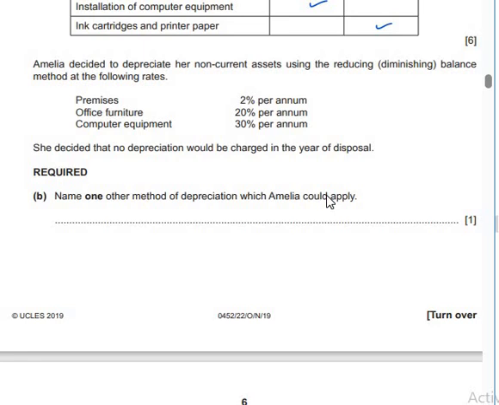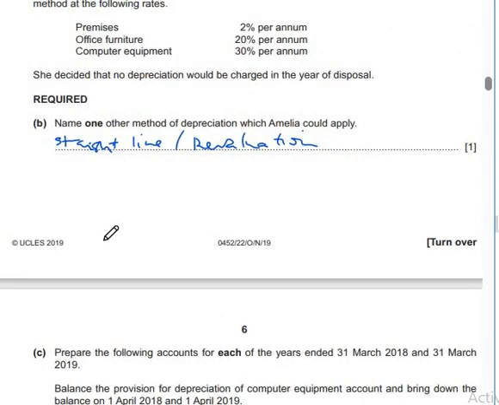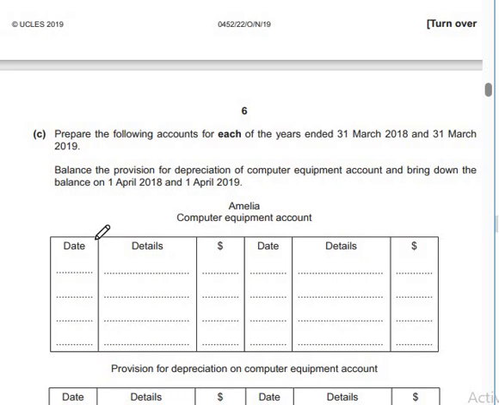Name one other method of depreciation which Amelia could use. So this could be straight line or revaluation method. Yes. Straight line method or revaluation method. Those are the three types of depreciation I've learned. Now, prepare the following account for each of the years ended 31st March 2018 and 31st March 2019. Then balance the provision for depreciation of the computer equipment account and bring down the balance.